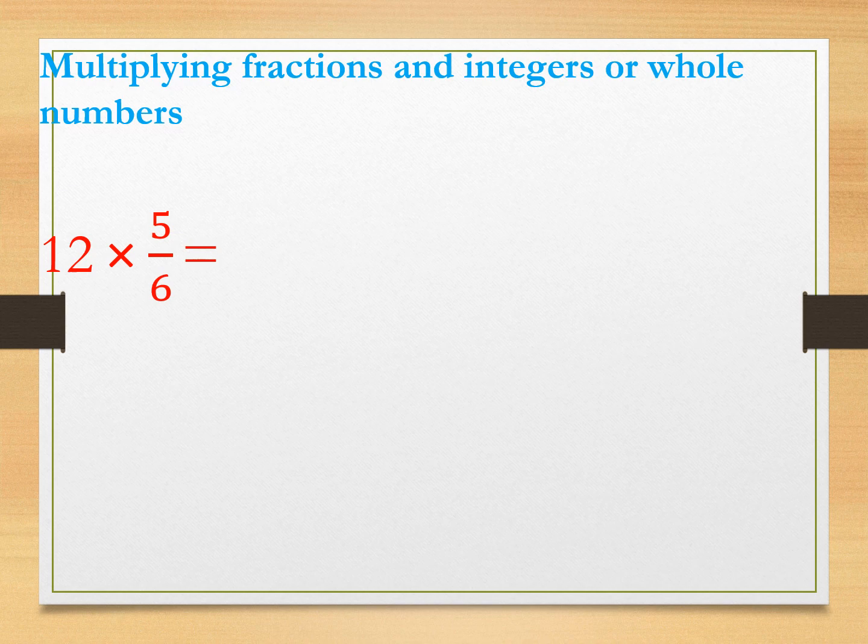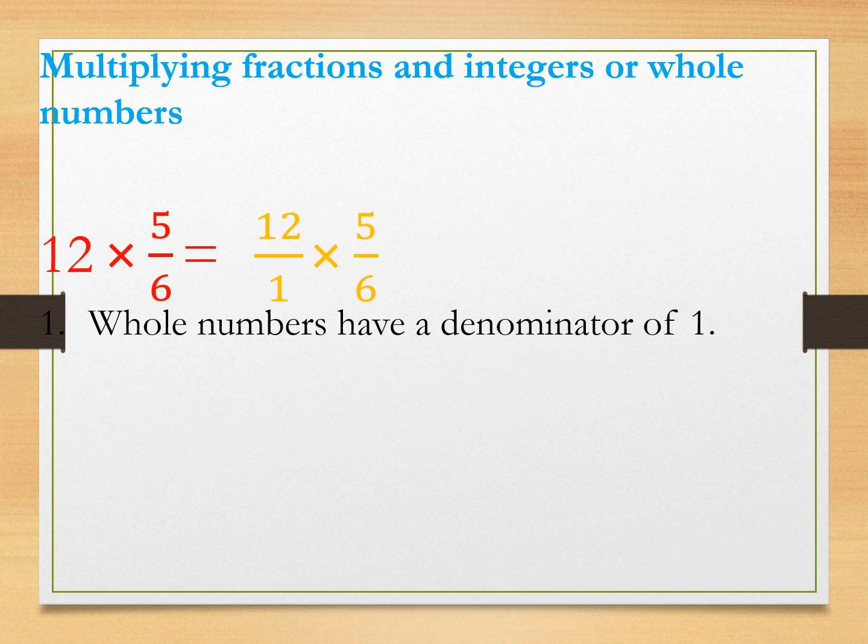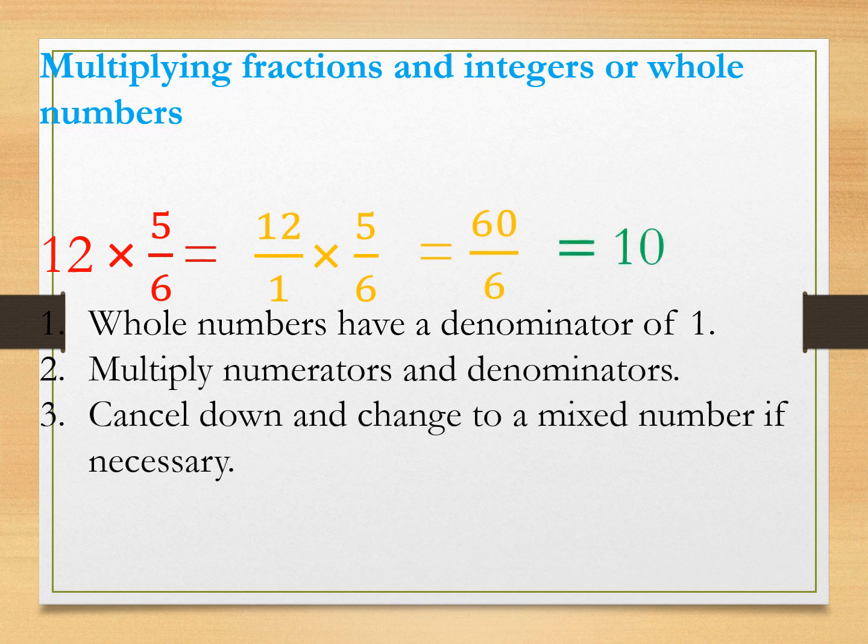And then we apply the same method to multiply fractions and integers. Because an integer or a whole number has 1 as a denominator, so we will say 12 times 5 is 60 over 6, which is 10, the final answer after canceling down or simplifying.